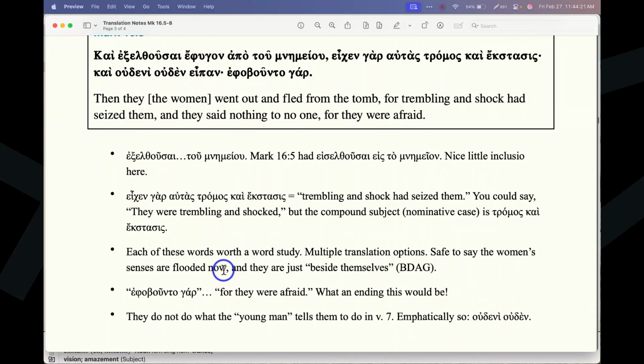They are beside themselves. BDAG gives us that as an option for one of the words here. Going back to the question of the nature of their amazement previously in the passage, this, I think, would be evidence that it was more of a shock kind of amazement than a "oh my goodness, this is so wonderful, we're so happy, and I can't believe this happened, and I'm so glad it did." That's not really the sense that Mark seems to be conveying here.